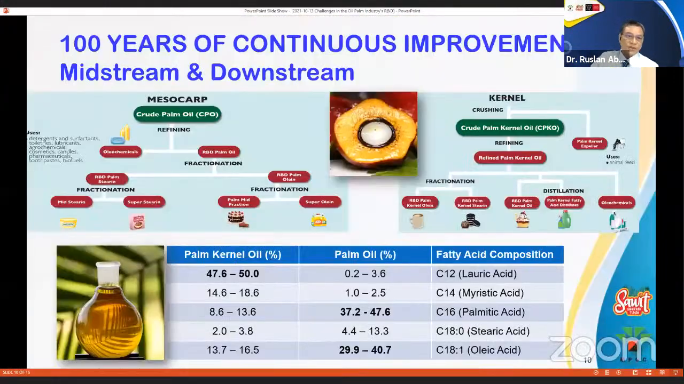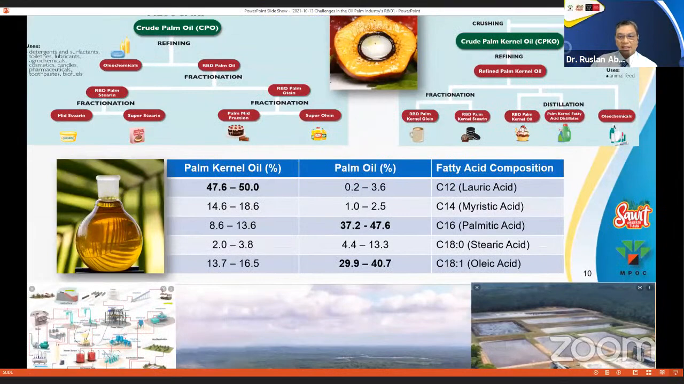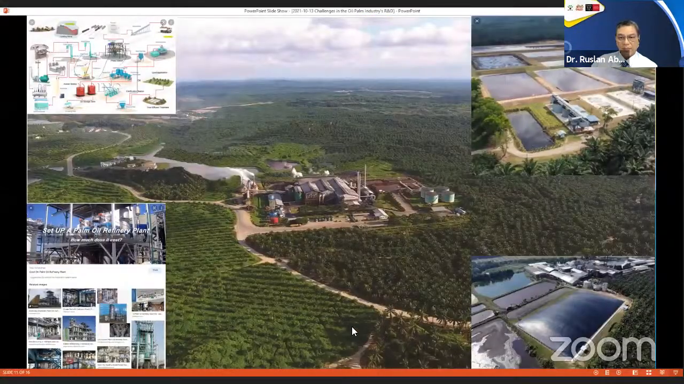And on the midstream, as I mentioned just now, oil palm produces two different types of oil, the crude palm oil and the crude palm kernel oil. The crude palm oil can be fractionated into various kinds of products. Similarly, palm kernel oil can also be fractionated into various products. What is important for us to take note of is that each of these oils has a different composition, which makes it very unique and more versatile in terms of application as compared to other oils such as olive, soybean, sunflower, and corn.